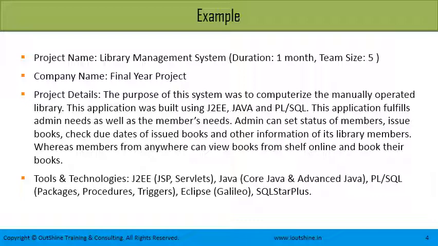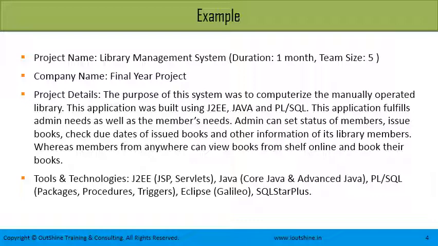The project details section should be very crisp and up to the point. It shouldn't have unnecessary details. It should tell about the system that you have designed. For example, let's read out the project details section of the library management system. The purpose of this system was to computerize the manually operated library.